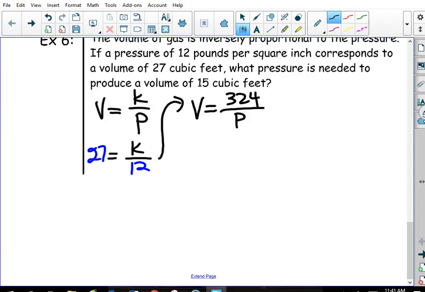Yeah, what pressure is needed to produce a volume of 15 cubic feet? All right, well, we're going to substitute the 15 in for volume, and then we've got to do some algebra to solve for pressure. First thing we're going to do is multiply both sides by pressure, and then divide both sides by 15. So basically pressure and 15 change places.